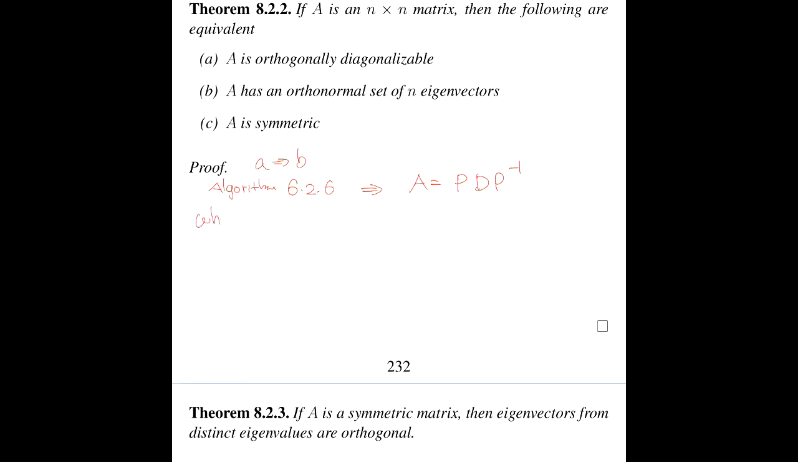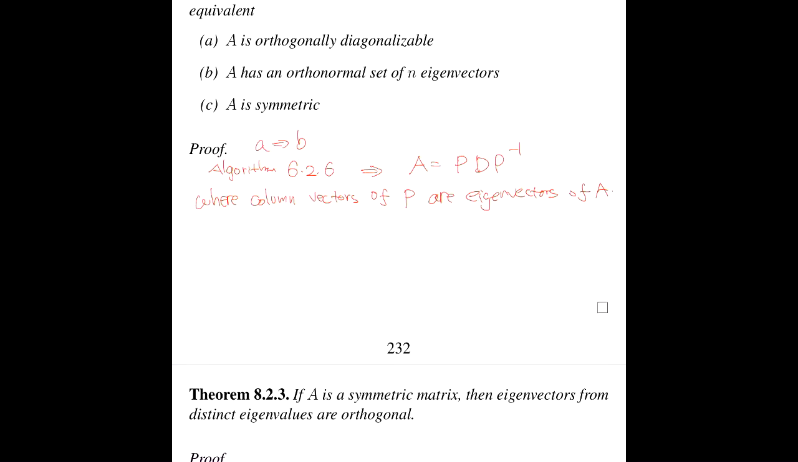Actually, the column vectors of P are eigenvectors of A. So we find all eigenvectors of A, then we put them as column vectors, and we get this P. And this P can diagonalize A.